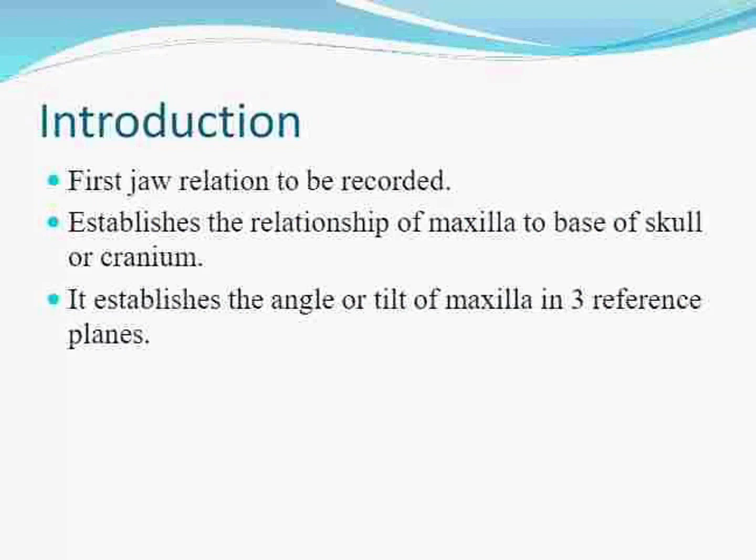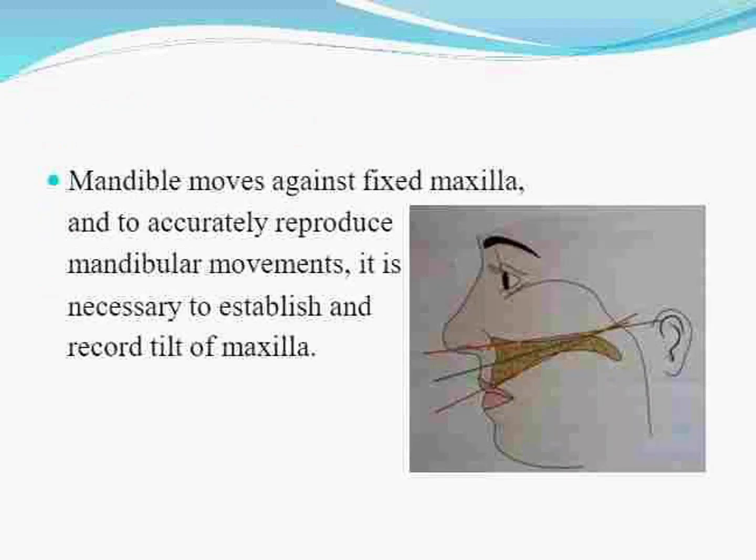Moving on to orientation jaw relation. This is the first jaw relation that has to be recorded. It records the relationship of the maxilla to the base of the skull or the cranium, and it establishes the angle or tilt of the maxilla with reference to three planes, that is, two posterior reference planes and one anterior plane. The mandible moves against a fixed maxilla, and it is important for us to accurately reproduce these mandibular movements.